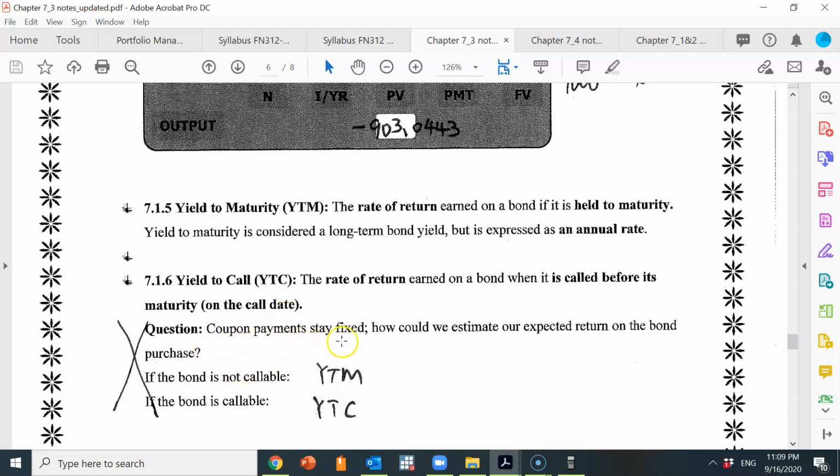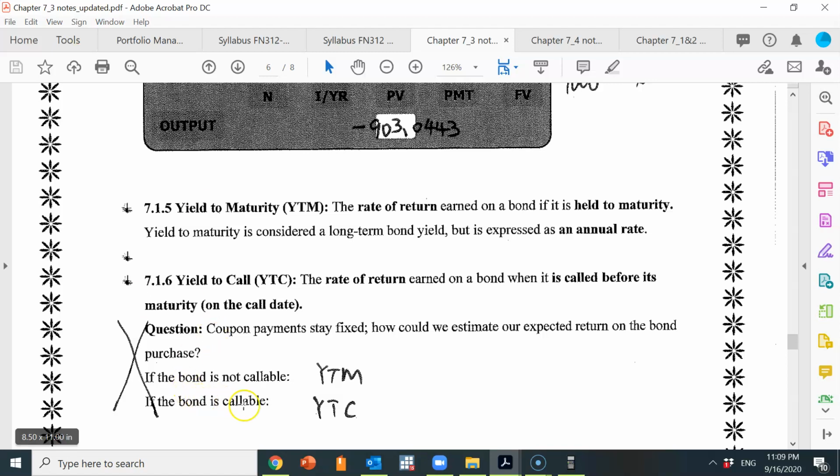Question: coupon payments stay fixed. How could we estimate our expected return on the bond purchase? If the bond is not callable, we will remember the call provision we talked about. The bond issuer has the right to decide whether they call back the bond or not. If the market interest rate is very low, the firm could probably call back the bond and refinance at a lower rate. Otherwise, they will not call back the bond.